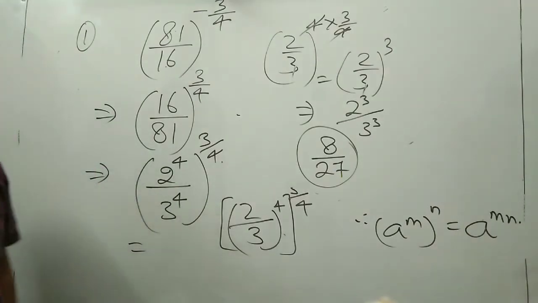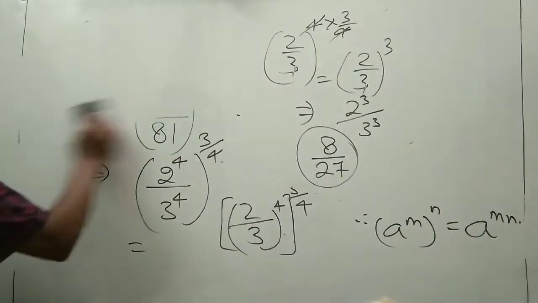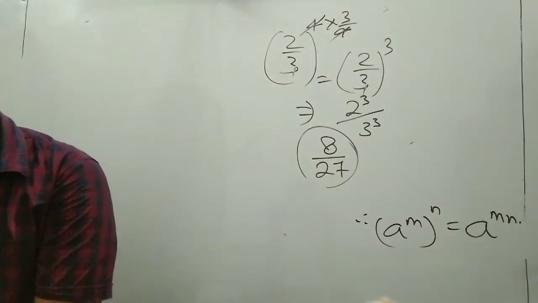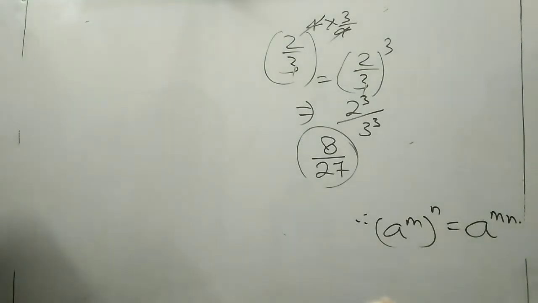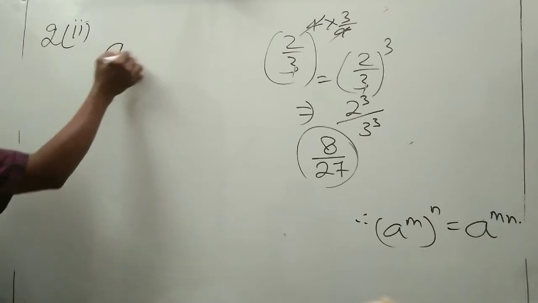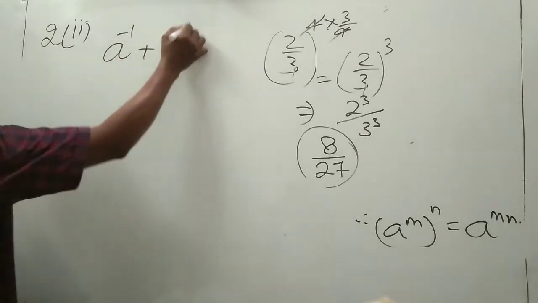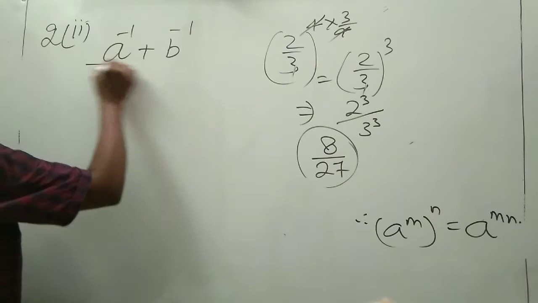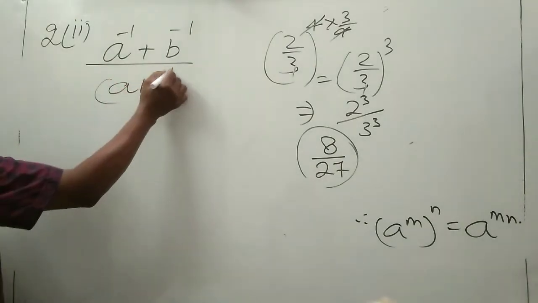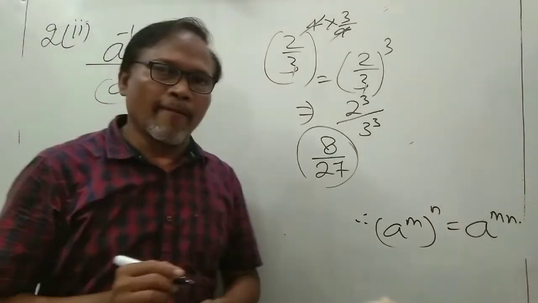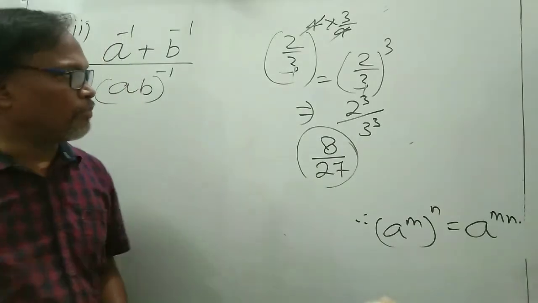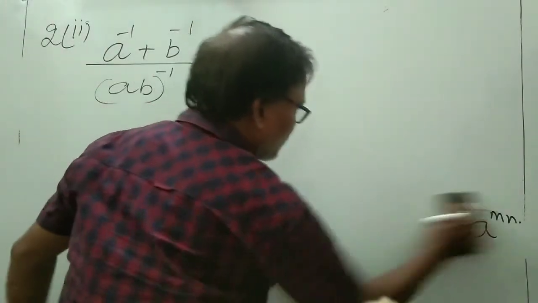Next question, simplification is also here. This is a to the power minus 1, question number 2, second part: a to the power minus 1 plus b to the power minus 1 whole upon ab to the power minus 1. I told you, you have to change negative power into the positive power. So negative power into the positive power.